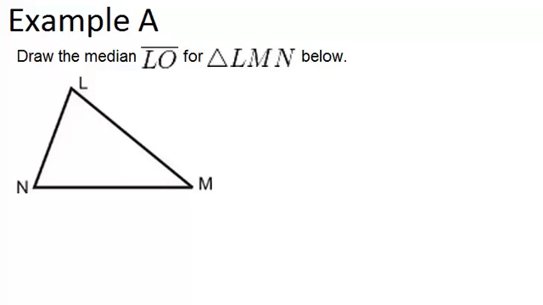In this video, we will look at a few examples that will let us practice working with medians. In example A, it says, draw the median LO for triangle LMN below. So median LO will be a line segment that starts at L and intersects the midpoint of NM, which will be O. So the midpoint of NM is approximately here, and we're going to call that O. So this line segment would be the median LO.